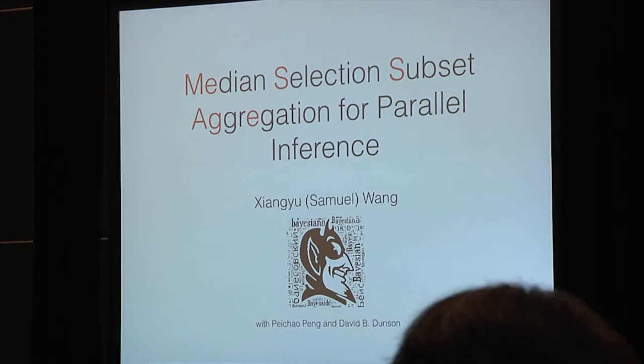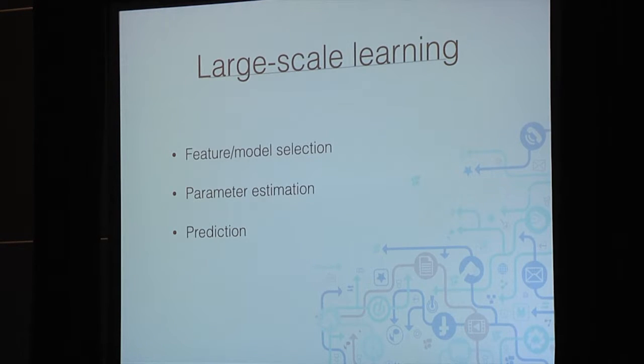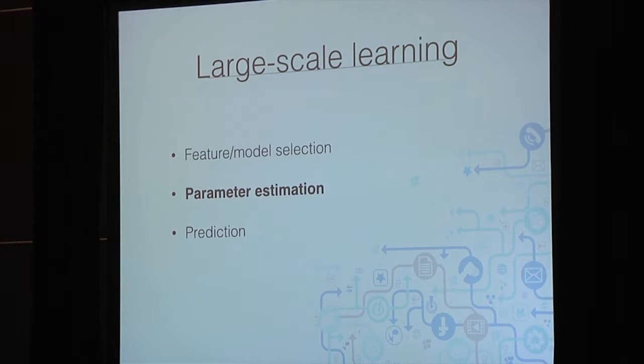Large-scale inference often relies on distributed algorithms which store the data on multiple machines and process them in parallel. Typically, an inference problem can be classified into 3 tasks. The first is feature or model selection, the second is parameter estimation, and the third is prediction. So far, most of the work on parallel computing has been directed to parameter estimation, either the traditional way or the communication-free way, because this is always the most important thing we're looking at.